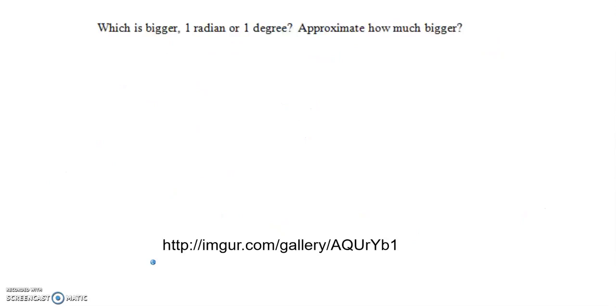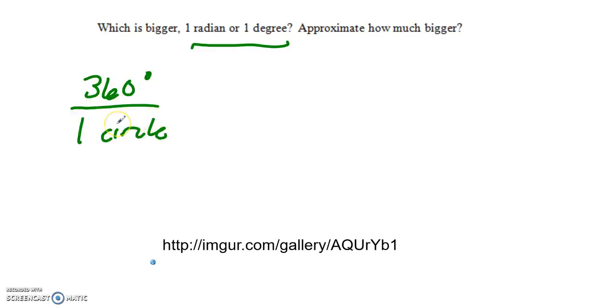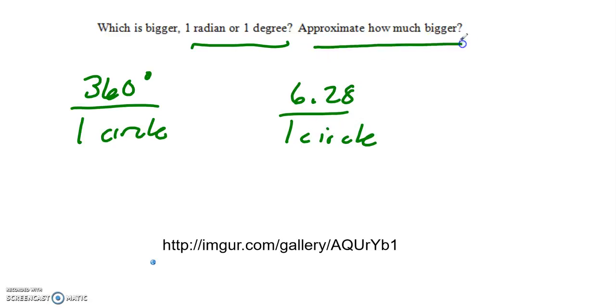Last but not least, it's good to ask ourselves, which is bigger, 1 radian or 1 degree? Well, if we think about it, it takes 360 degrees to go all the way around one circle. And then if we think radians, we learned earlier that it takes about 6.28 radians to get around one circle. So what I'd like you to do for a second is pause the video and ask yourself, which one do I think is bigger based on this information?